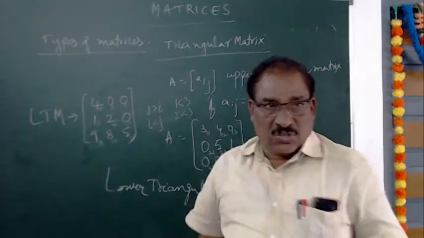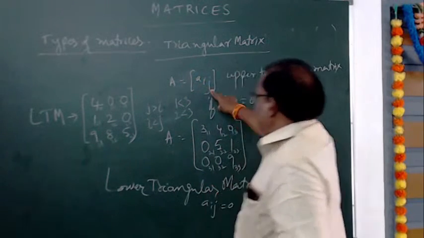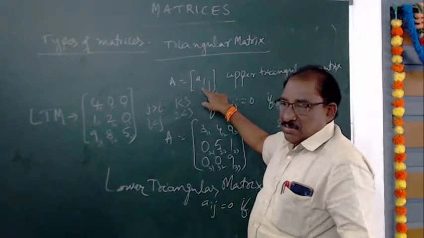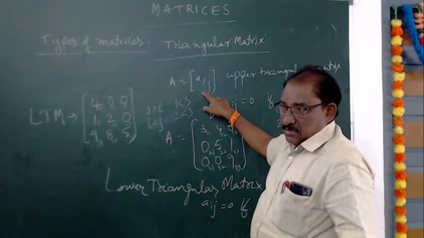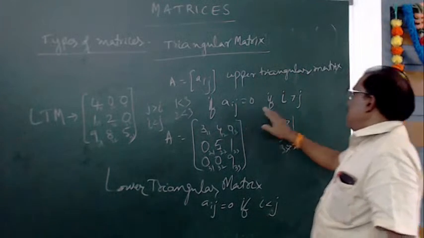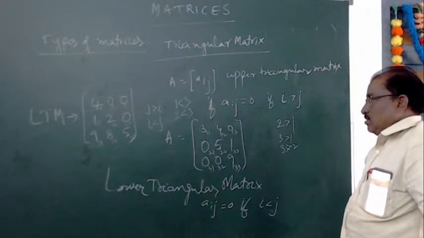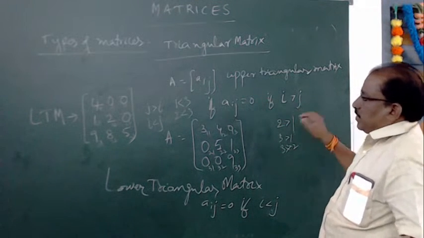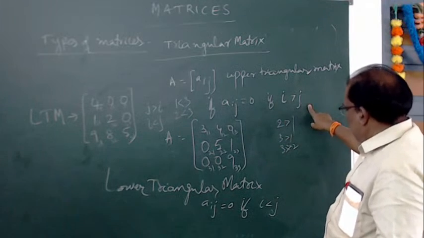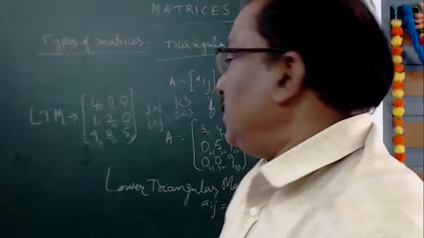And the second one is the lower triangular matrix. The lower triangular matrix is nothing but, in a matrix capital A equal to Aij, where small aij represents the element, with i the row and j the column. The upper triangular matrix has aij equal to 0 if I greater than J. And in the lower triangular matrix, aij is equal to 0 if I less than J, or J greater than I. This is called the lower triangular matrix.